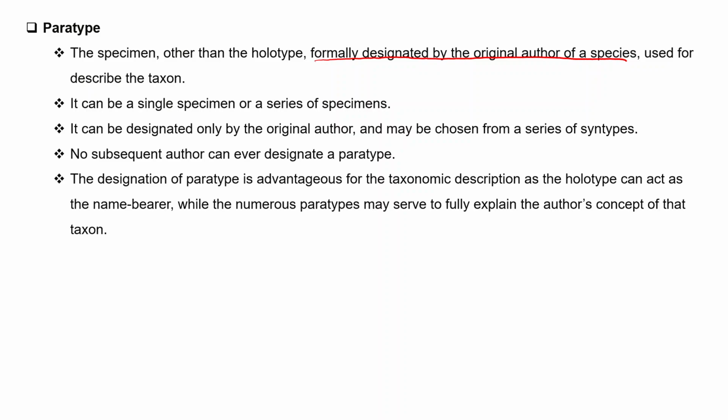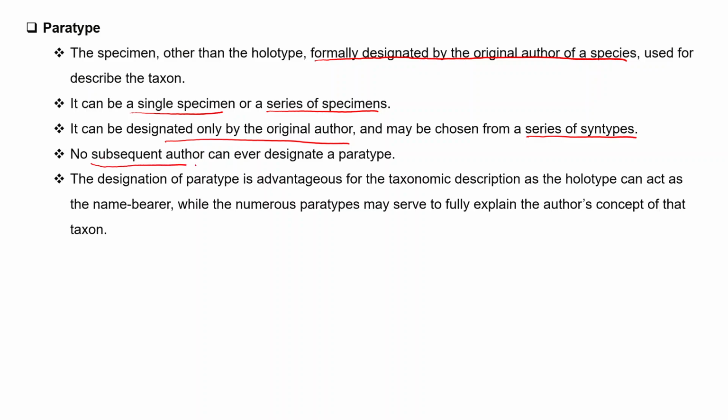So you should remember that a paratype can be a single specimen or multiple specimens, but it has to be other than the holotype. A holotype can never be included in a paratype. It can be designated only by the original author, and a liberty is given that if an author has originally designated a series of syntypes, from that series the original author has the liberty to choose the best specimens and name them as paratypes.